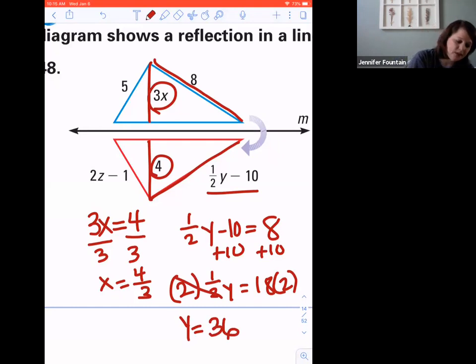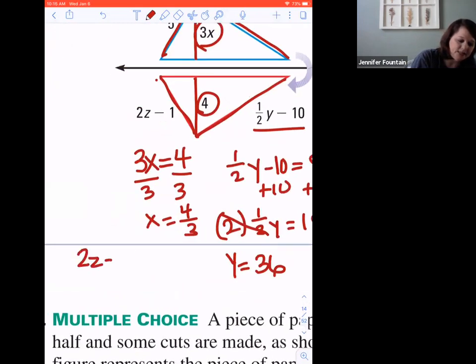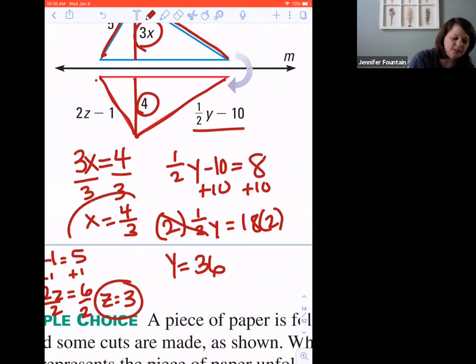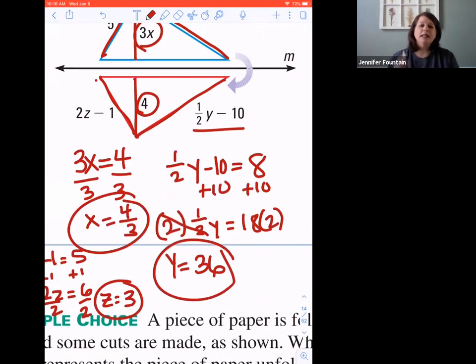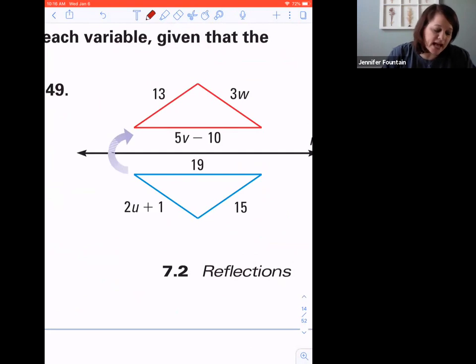And then finally, this side is congruent to this side. So 2z minus 1 is equal to 5. Add 1, add 1. 2z equals 6, divide by 2, and z equals 3. So I was able to solve for x, y, and z by looking at what sides correspond with what sides and setting up an equation to say this is equal to this. That's what you're going to do in number 49. You're going to look to see what sides correspond with the other based on the reflection, and set up an equation and solve. That's all you're doing there. Any questions about that?